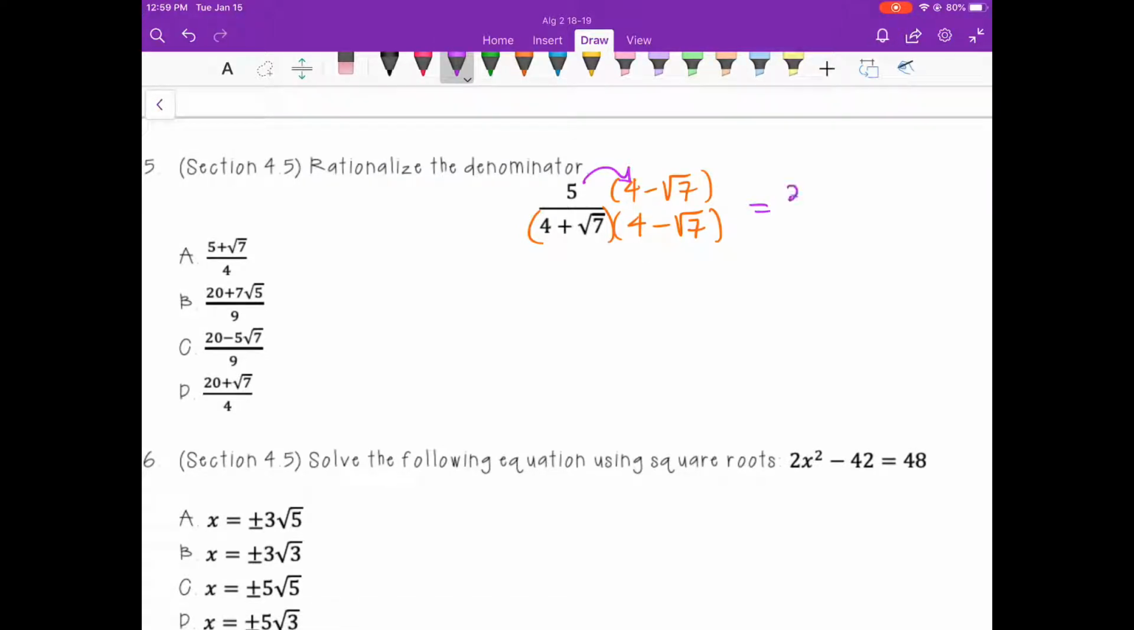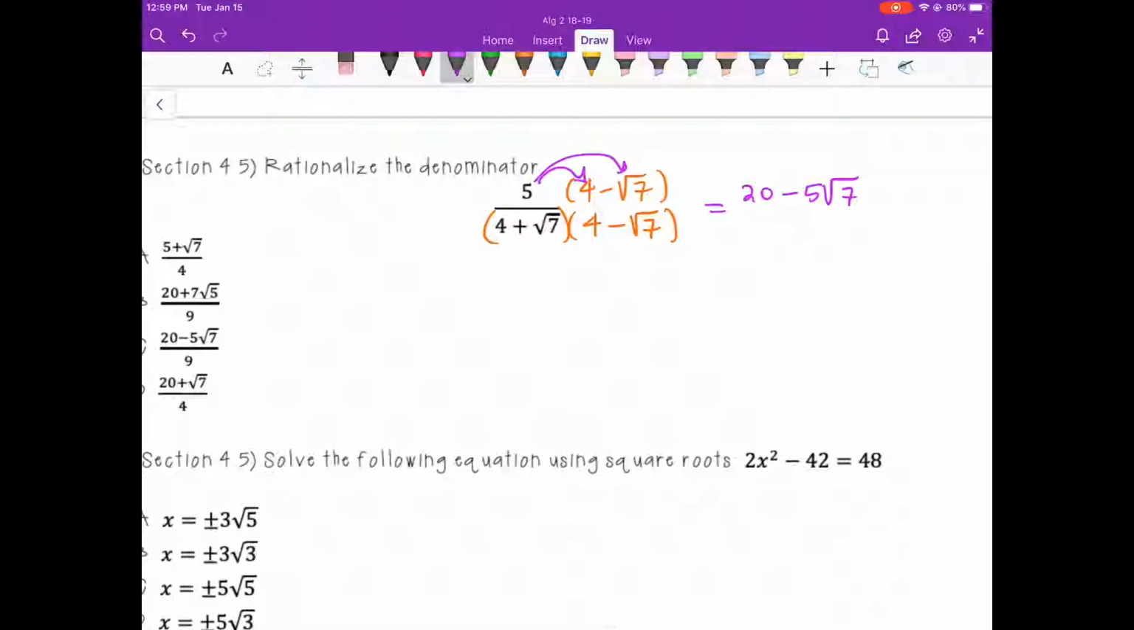numerator. So 5 times 4, we have 20. 5 times negative radical 7, just negative 5 radical 7. Call it good. In our denominator, we can FOIL. So our firsts, we get 16. Our outsides and insides are going to cancel, which is good. They're supposed to. And then our lasts, we have plus radical 7 times negative radical 7. That's just going to be negative regular 7.